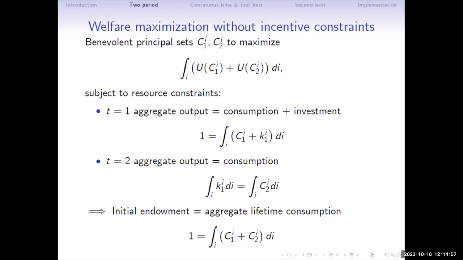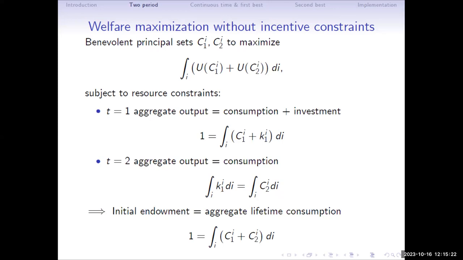So the amount of resources available at time one will be just how much has been planted. And how much has been planted is 1. And what are we going to do with it? We're going to consume c part of it, and we're going to plant again k part of it. So that's the constraint: 1 has to be equal to the integral across i's of c_i plus k_i.